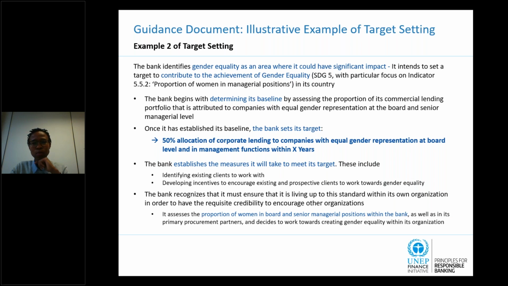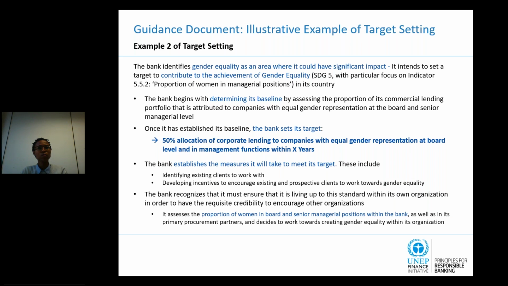The second example is on a social issue. The bank identified gender equality as an area where it could have significant impact. It intends to set a target to contribute to the achievement of gender equality, namely SDG number 5, with particular focus on indicator 5.5.2, which reads proportion of women in managerial positions in its country. Now, the bank begins by determining its baseline, and it does that by assessing the proportion of its commercial lending portfolio that is attributed to companies with equal gender representation at the board and senior managerial level.